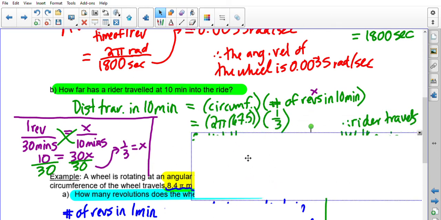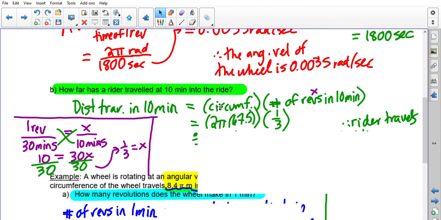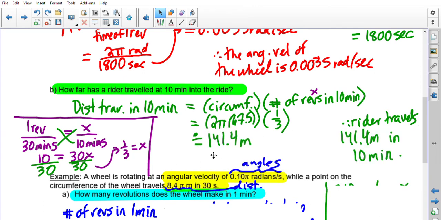So we're going to go back to our line. Circumference is 2 pi times 67.5, our radius. And then the number of revs in 10 minutes is 1/3. So that leaves us with approximately 141.4 meters traveled. So the rider has traveled 141.4 meters in 10 minutes.